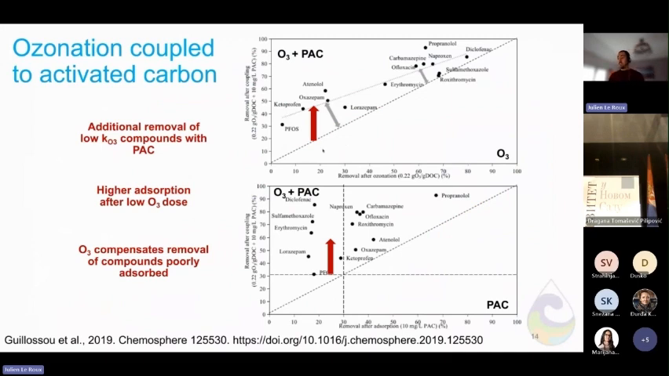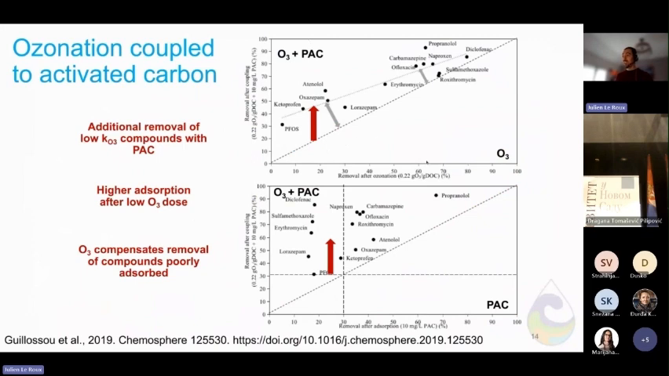And what we've done next was to couple ozonation to activated carbon to try to remove molecules that were either not well removed by ozone or not well removed by activated carbon adsorption. And so we tried to combine the two processes to see if we could, in the end, get satisfactory removals for these molecules. And we found out several interesting results.